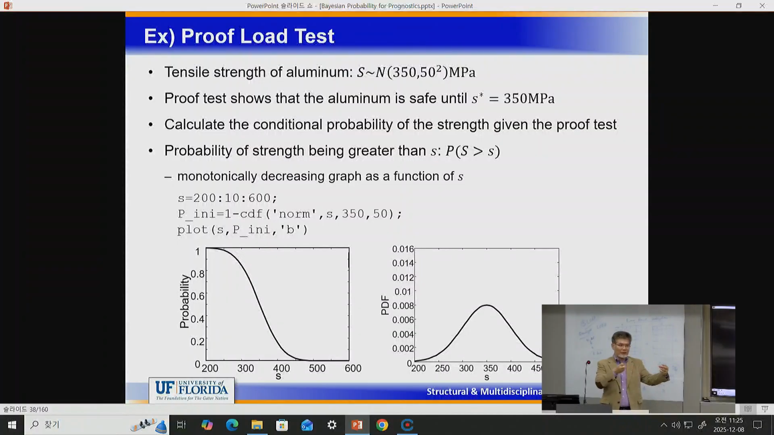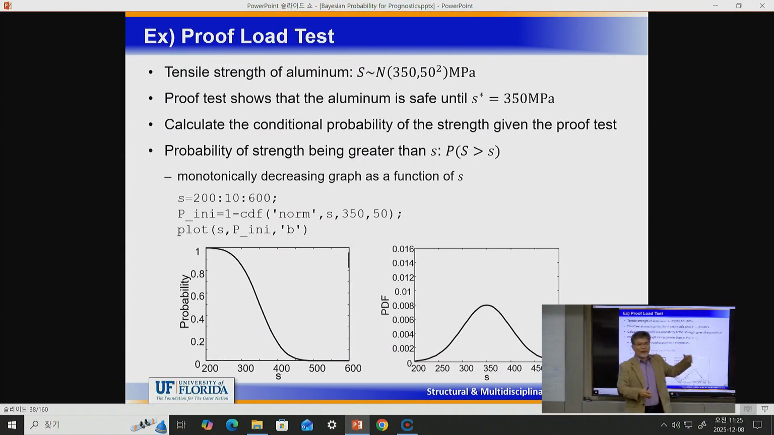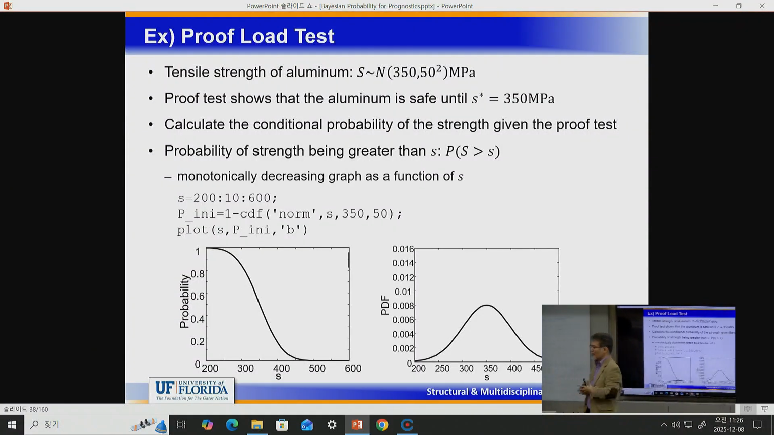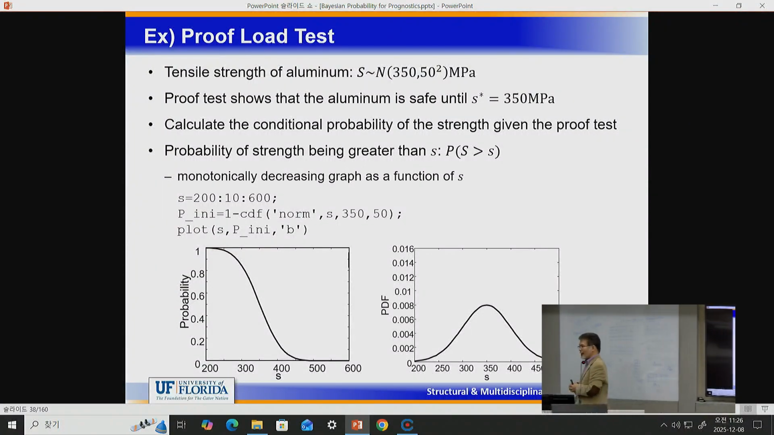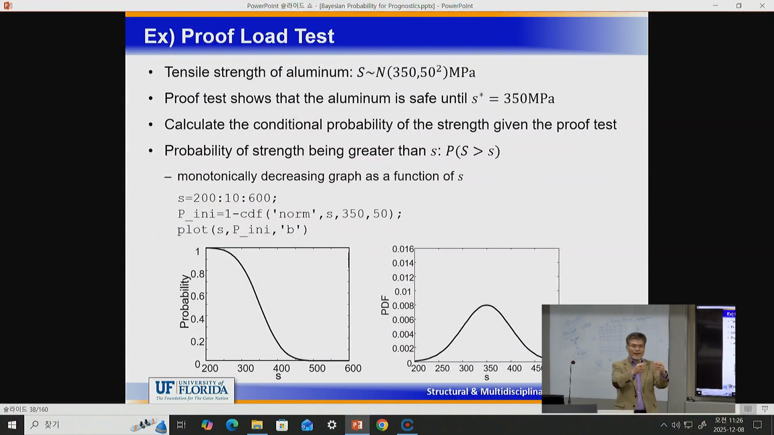You can increase the load, and then the proof test on this particular specimen shows that the strength is 350. I increased the stress to 350 megapascal, and it did not fail. And I stopped the test. So failure strength is what you get when you test it until it fails, right? Once it failed, then the specimen is gone.